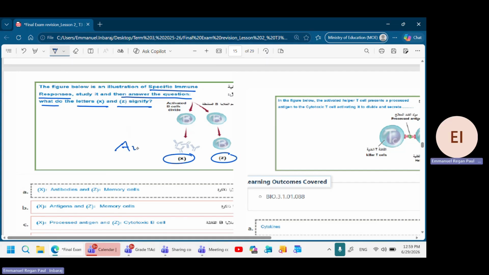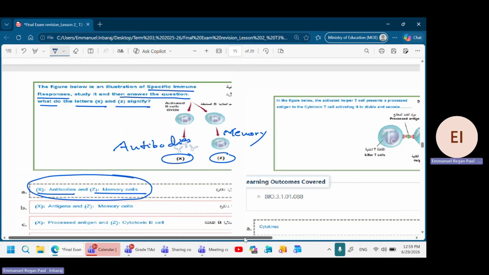So what is X? You know that X is antibodies. And what is Z? Z is memory cells. So you have it. X is antibody and Z will be memory cells. So that's your answer. It's easy, huh? Nothing to think more.